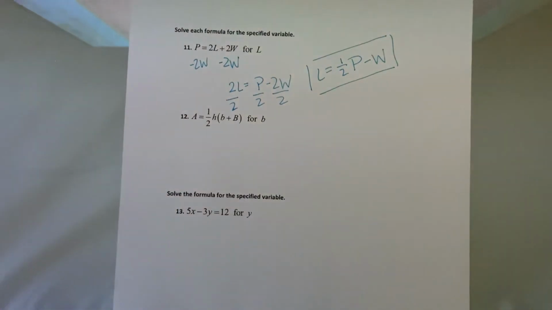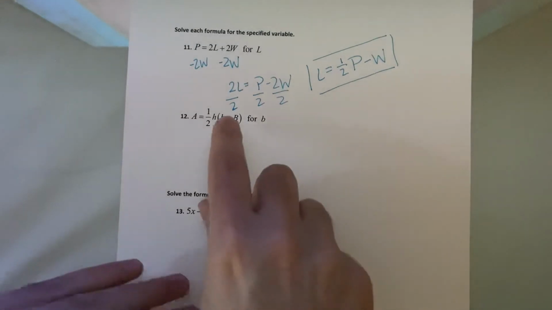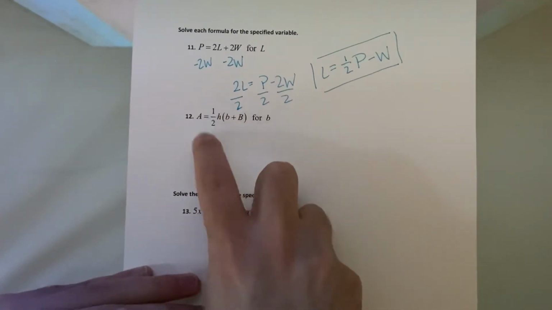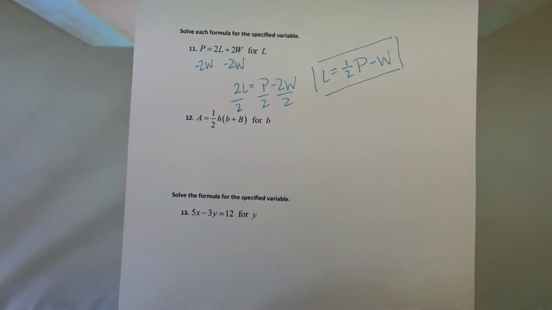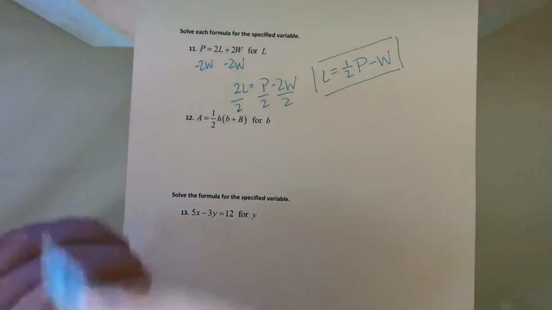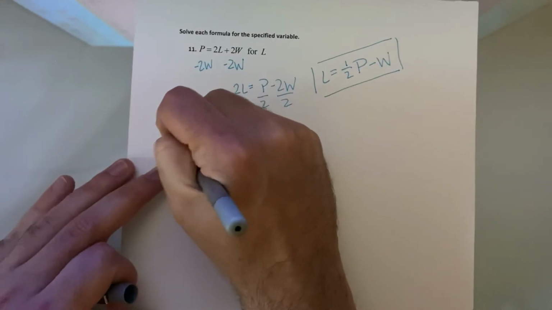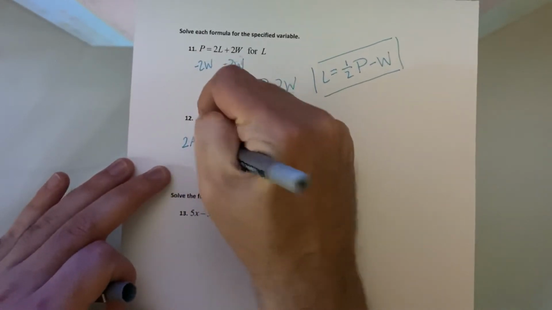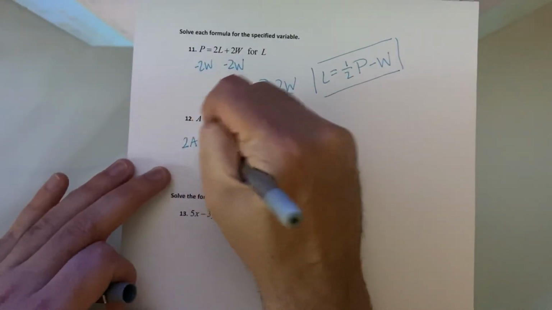Okay, area equals 1/2 h times little b plus big B. Solve for little b. So in order to get to the parentheses, I have to get rid of everything in front of it. Now, we can still use our strategy for clearing fractions. Multiply everything by 2. 2 times 1/2 will cancel.